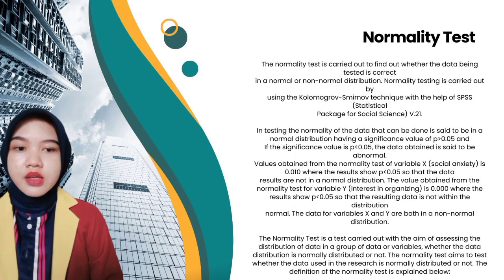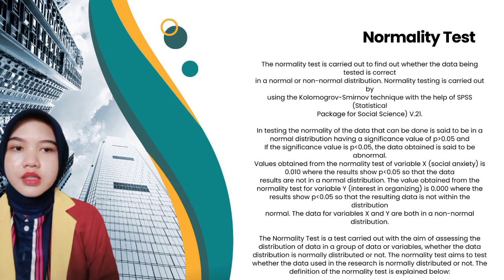The normality test is carried out to find out whether the data being tested is in a normal or non-normal distribution. Normality testing is carried out by using the Kolmogorov-Smirnov technique with the help of SPSS, Statistical Package for the Social Sciences. In testing the normality of the data, the data is said to be normally distributed if the significance value is p greater than 0.05, and if the significance value is p less than 0.05, the data obtained is said to be abnormal.